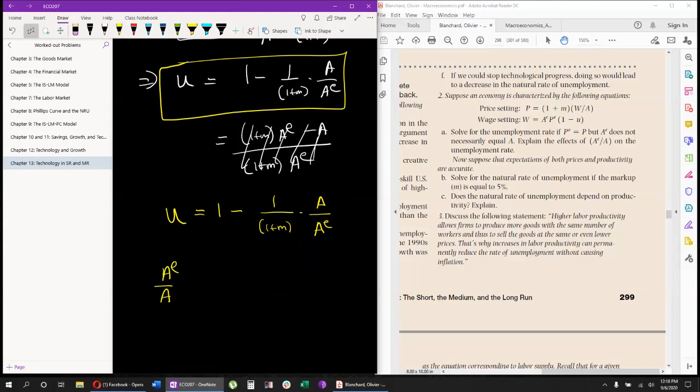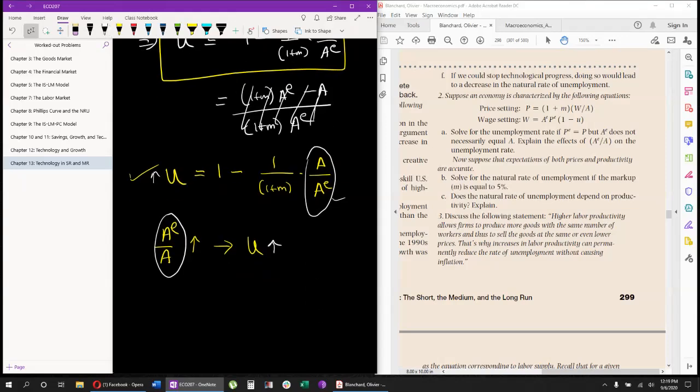Okay. So in this equation right here, what happens when the value of this goes up? When this goes up, what happens to unemployment? So when this thing is going up, we know that this thing is going down. And when this is going down, we have a 1 minus that, so unemployment is going up. It's going up. So the question might be, why should this be?